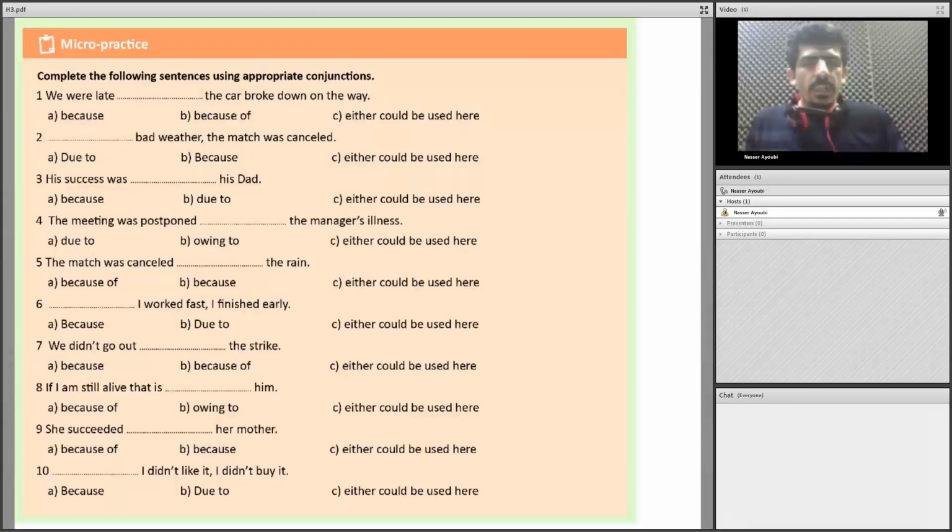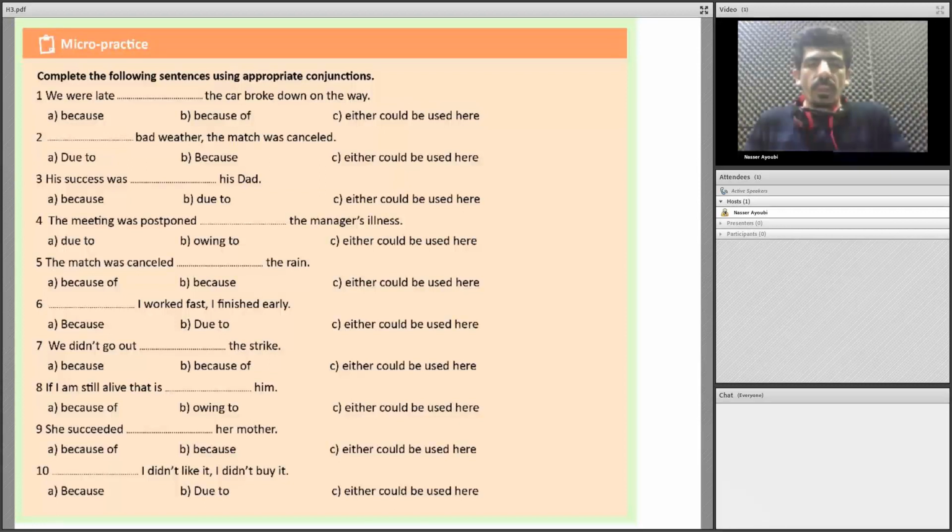Okay, micro practice. Complete the following sentences using appropriate conjunctions. Number 1: We were late. The car broke down on the way. We were late because the car broke down on the way. Broke down means got out of order.